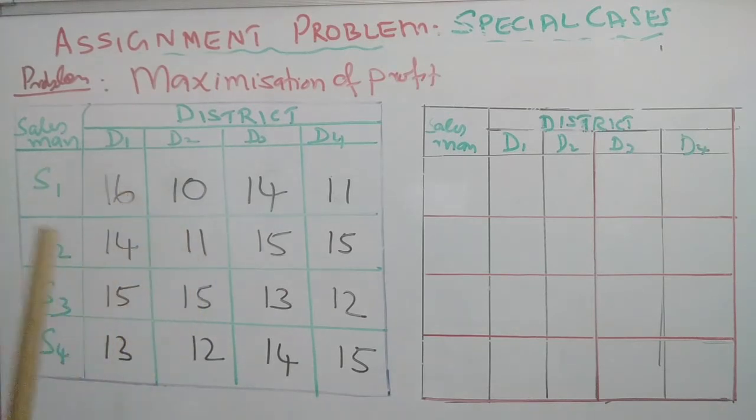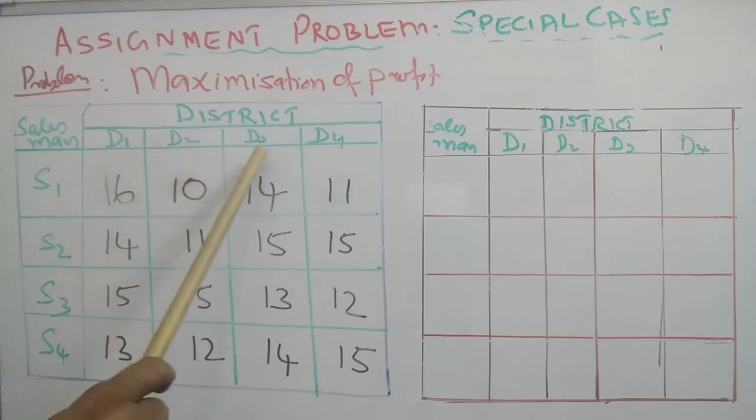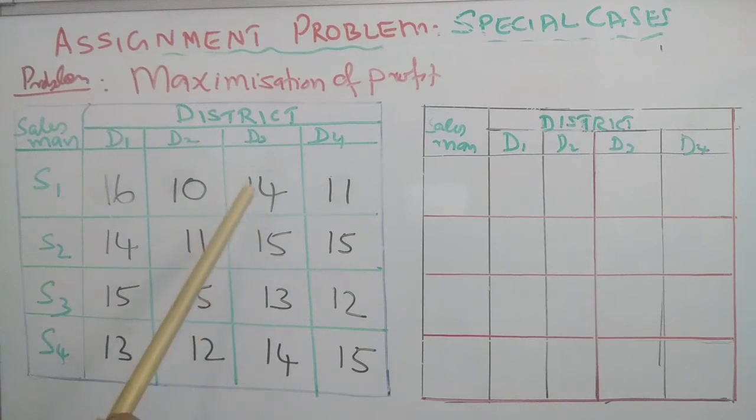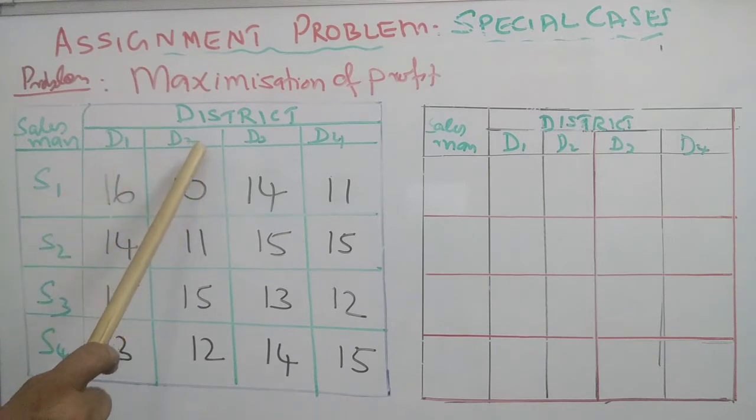Now, we are discussing a problem of maximization of profit. Here, a problem is exhibited on the board. Four salesmen, S1, S2, S3, S4, are allocated to four districts, D1, D2, D3, D4. These are the profit coefficients, the amount of profit that can be earned from each district by each salesman. Salesman S1 will get rupees 16 from district 1. S1 from district 2 gets 10. That is the units of profit.